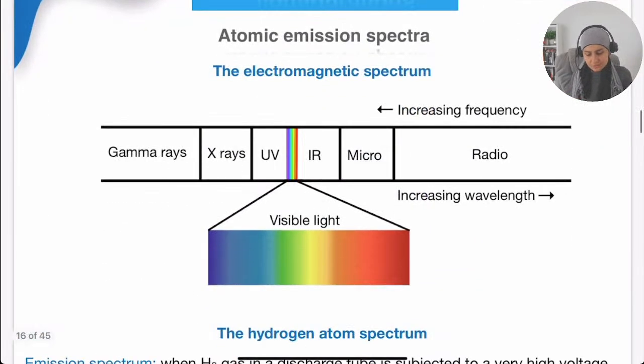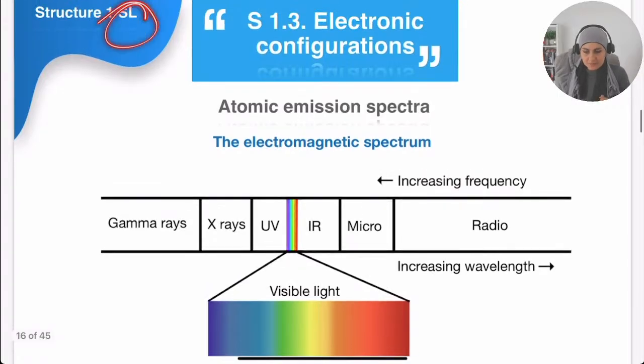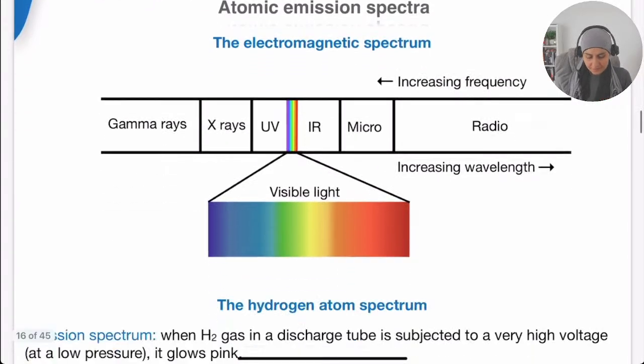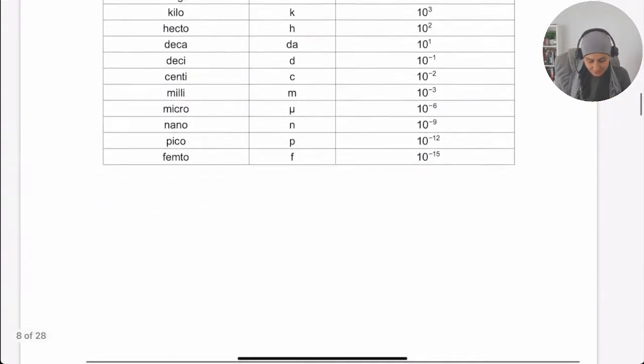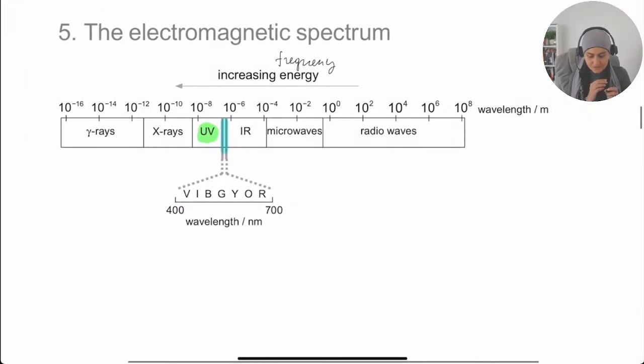No, next is atomic emission spectra, SL part. So let's talk about the electromagnetic spectrum. The electromagnetic spectrum is given in the data booklet. That's all you need to know. Let's check it out. So it is here. You don't have to memorize the spectrum, but they have, let's look at here.